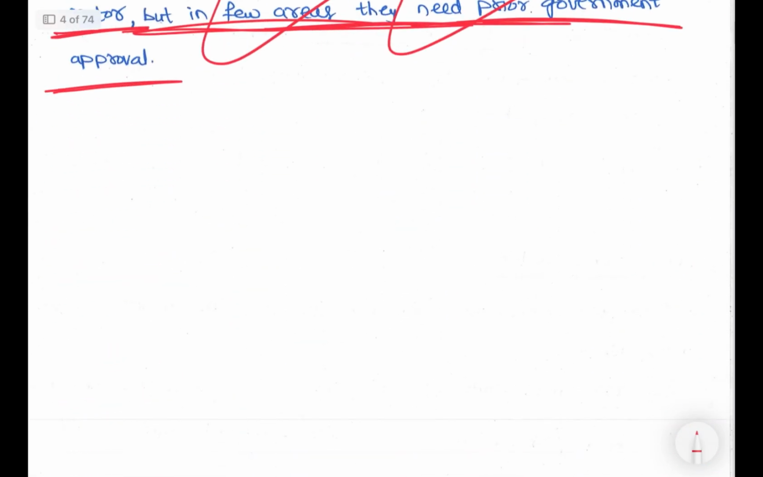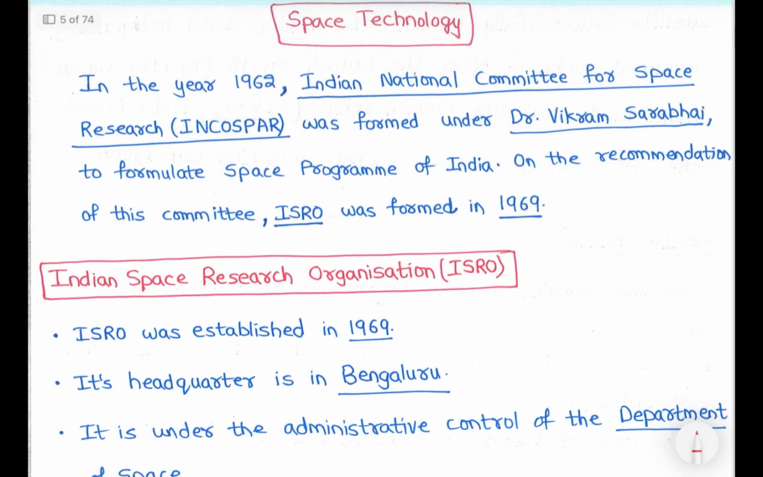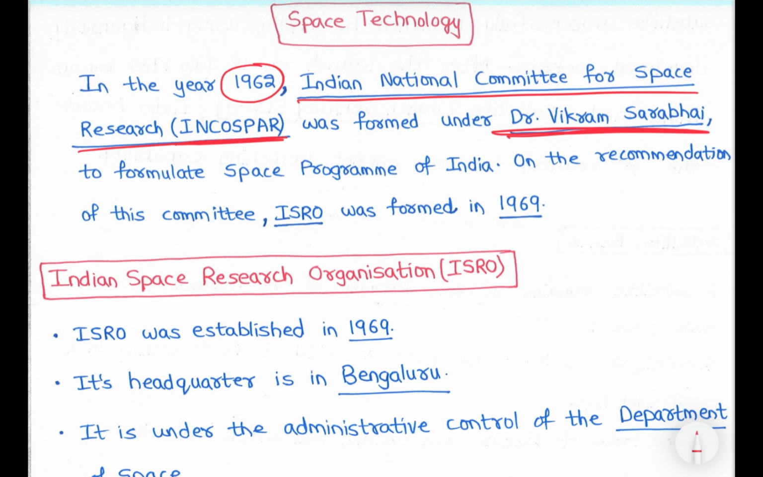Then let's see about the space technology, right. So in the year 1962, INCOSPAR, that is Indian National Committee for Space Research, was formed under Dr. Vikram Sarabhai, right. He played a very important role to formulate the space program in India. On the recommendation of this committee, ISRO was formed in 1969. So ISRO basically superseded INCOSPAR, right.